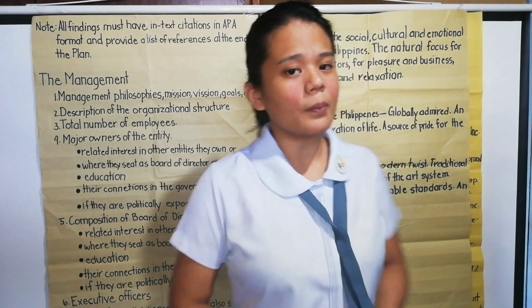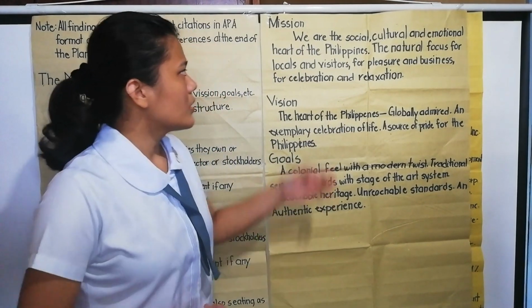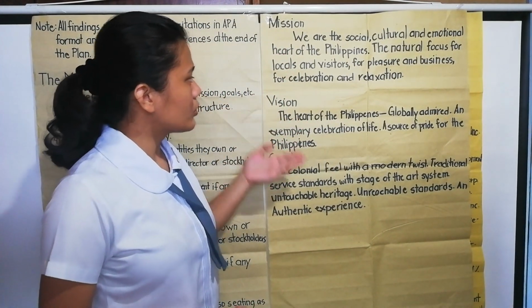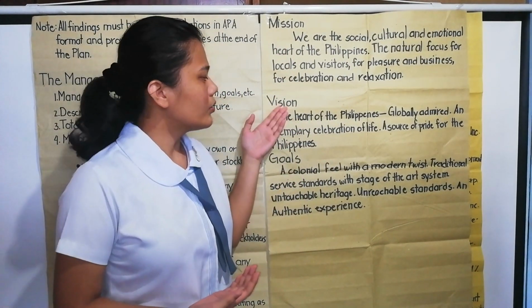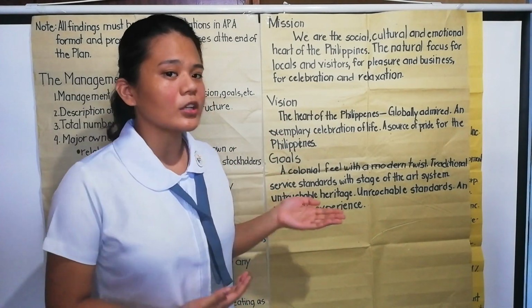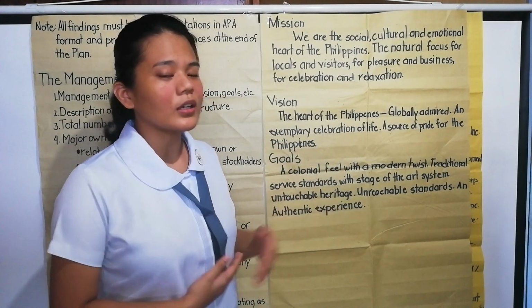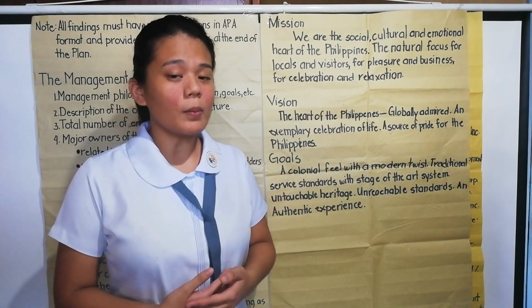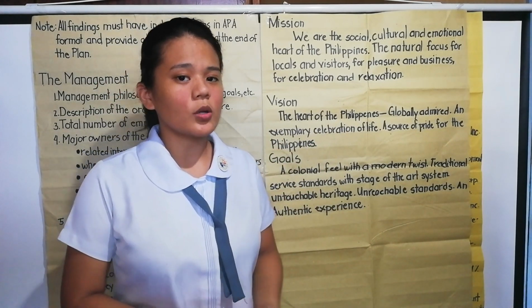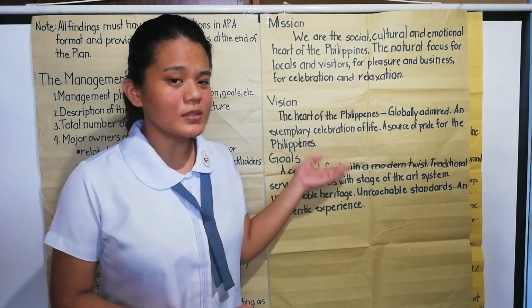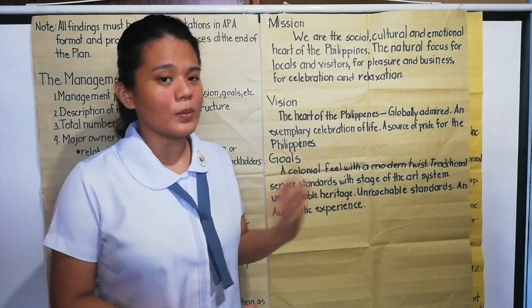So again, my example is Manila Hotel. This is their mission, vision, and goals. This information can be easily found in the company's annual reports or even in their website if they have a website.